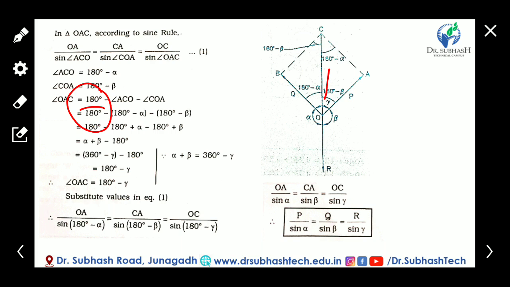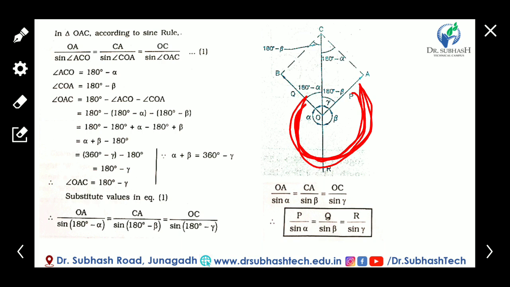180 minus these two angles, minus angle ACO and minus angle COA. Put the values of both angles, 180 minus alpha and 180 minus beta, and open the bracket. So 180 minus 180 cancels out, leaving alpha plus beta minus 180 degrees. So alpha plus beta, the total angle, is this angle.